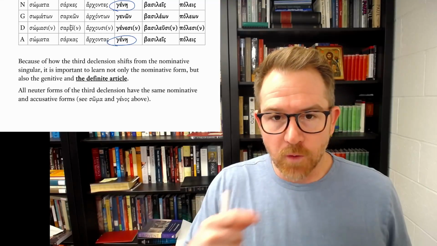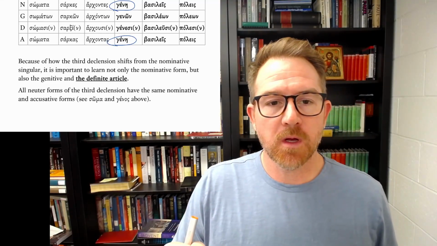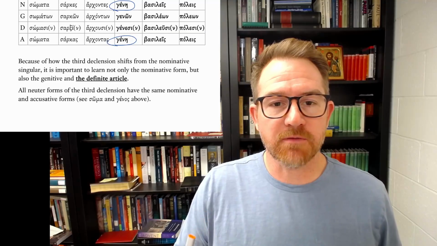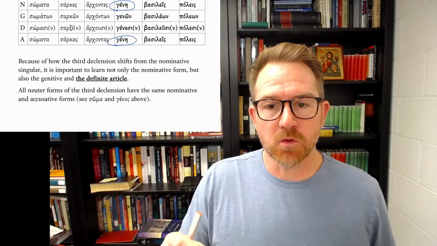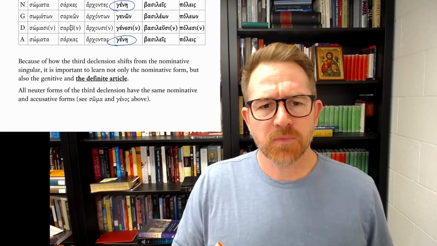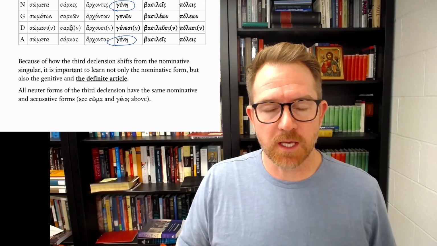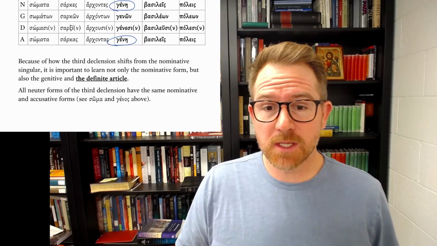One thing that will really help you is to pay attention to not only the nominative form, but also the definite article to help guide you to, okay, what's my case? Notably, all neuter forms of third-declension have the same nominative and accusative forms: soma, genos, etc. So that's all we're doing in this lesson.